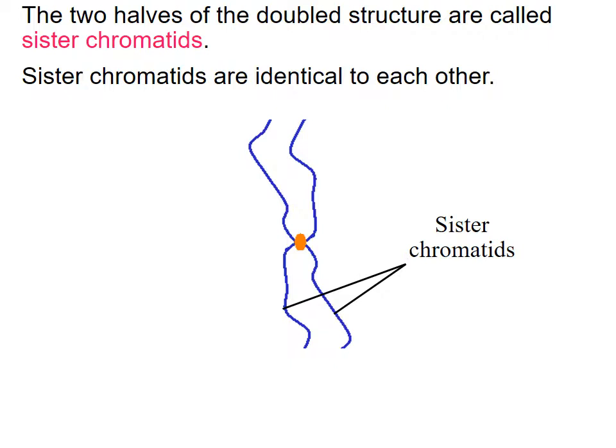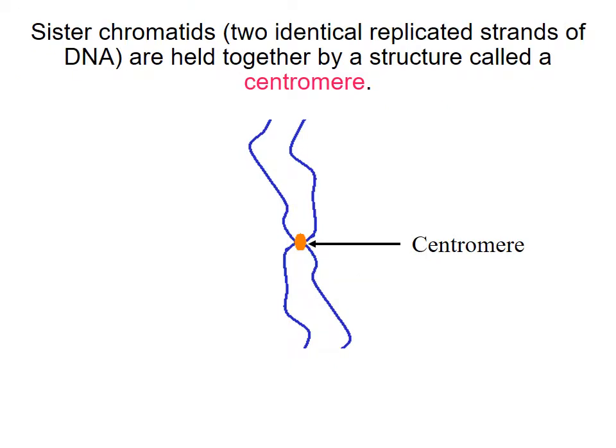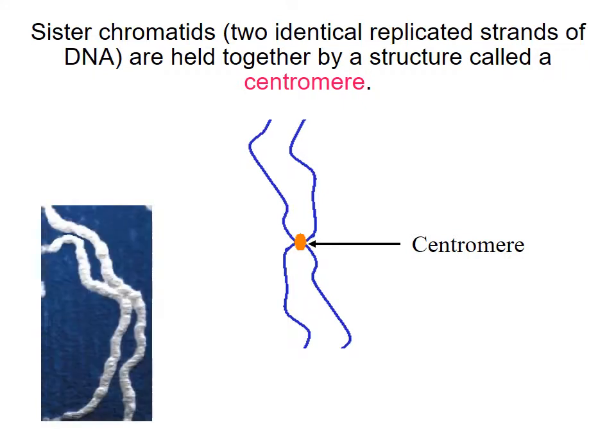The 2 halves of the structure are called the sister chromatids, as they are identical. Label them on your paper. The sister chromatids are held together at the center by the centromere. Go ahead and label that on your paper.